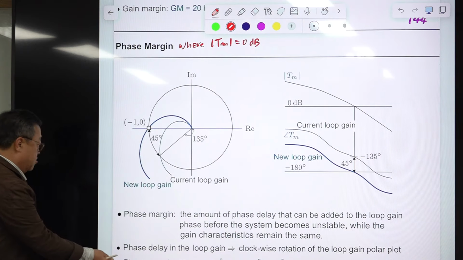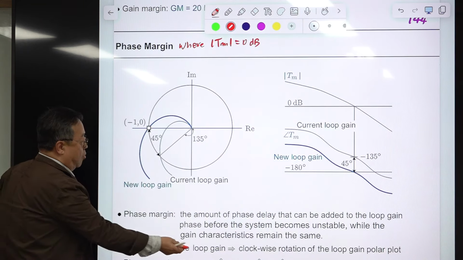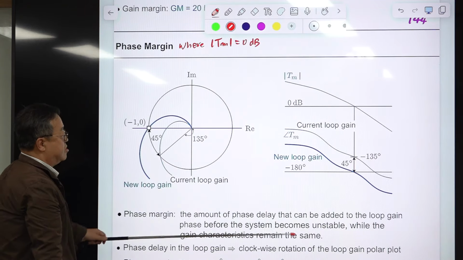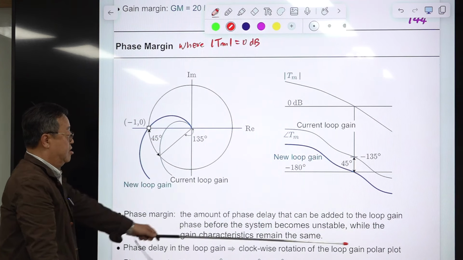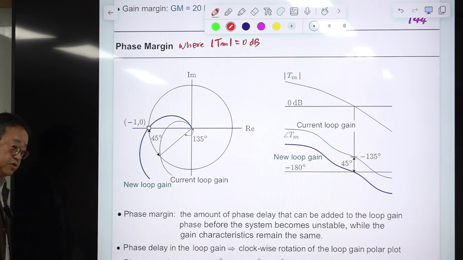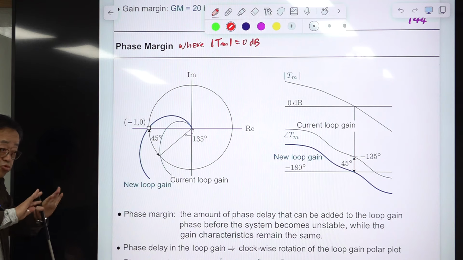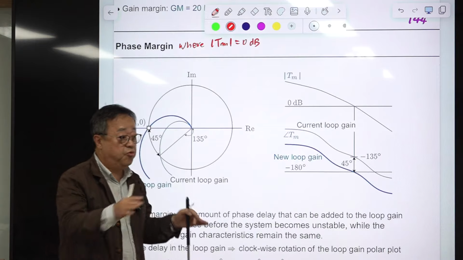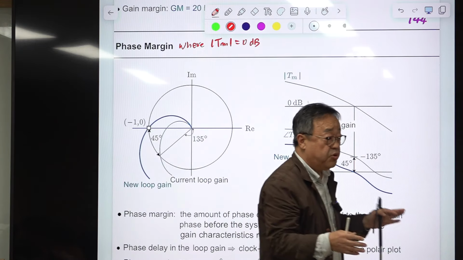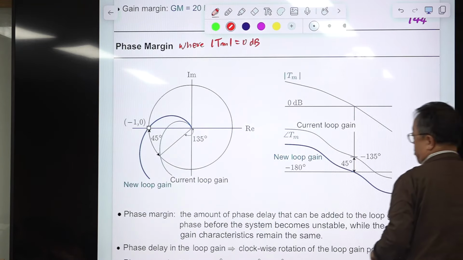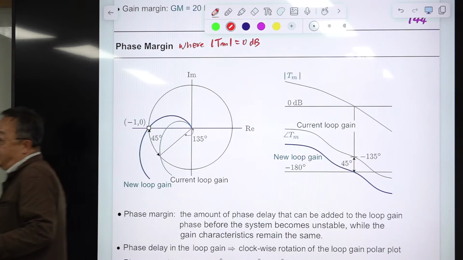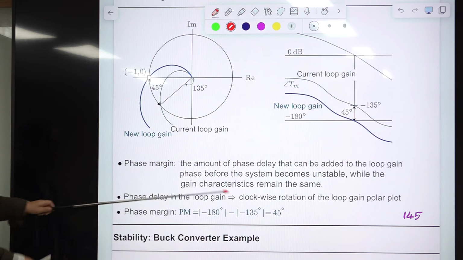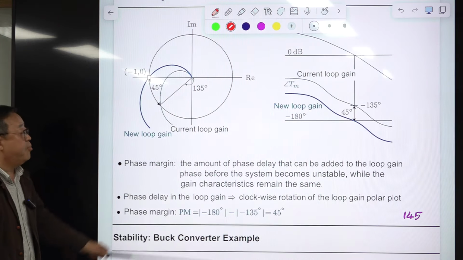Feedback gain is fixed. The phase margin is the amount of phase delay that can be added to the loop gain phase before the system becomes unstable, and this is important while the gain characteristics remain the same. What will happen if you change gain and phase altogether? Maybe we don't know. It depends on the way of changing it, so this is not important. One thing should be fixed to define something. Phase delay in loop gain is the same as clockwise rotation of the loop gain polar plot.